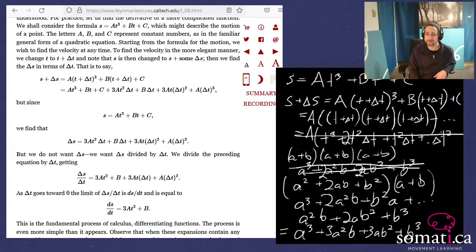So then this line is a times t cubed plus 3t squared delta t plus 3t delta t squared plus delta t cubed, right? That still needs a dot dot dot after that. Okay.